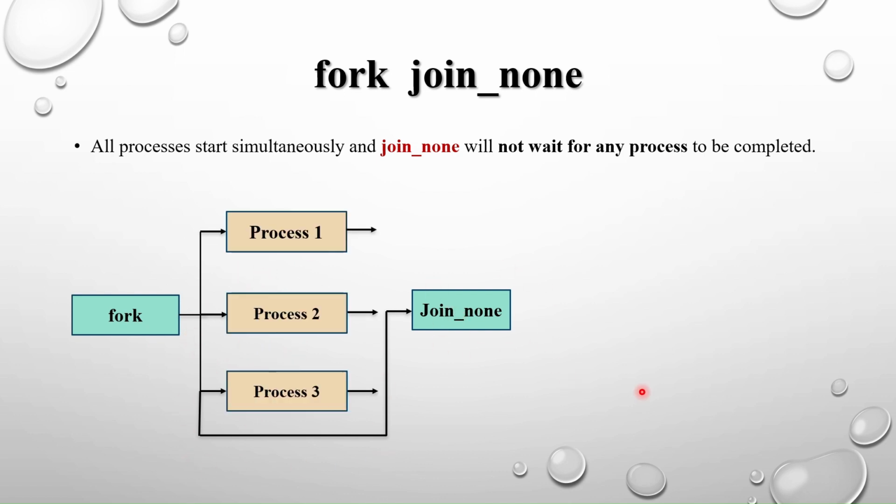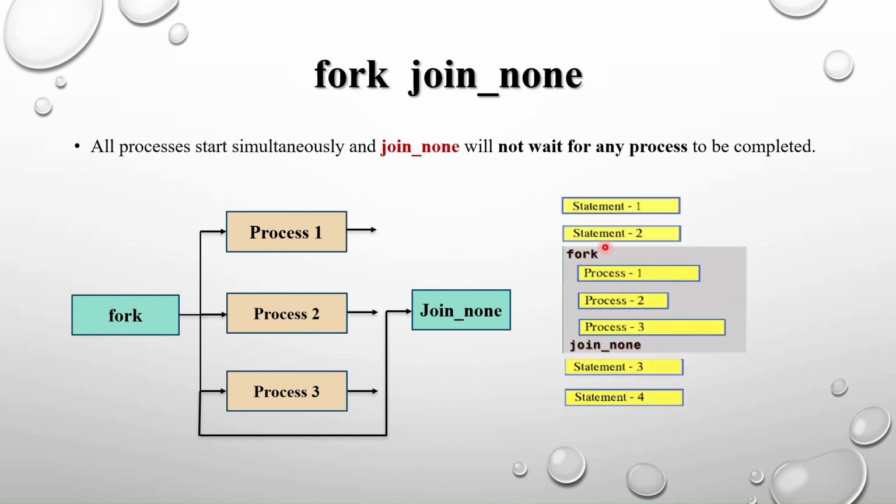Here in join none you can understand better. Statement 1, statement 2, see. It's not waiting. Once it started the execution of the processes, it comes out of the block. Then everything goes on normally. Statement 1, statement 2. I'll show you once more. See, it started and came out of the block. It is not waiting for the processes to be completed. This is fork join none.